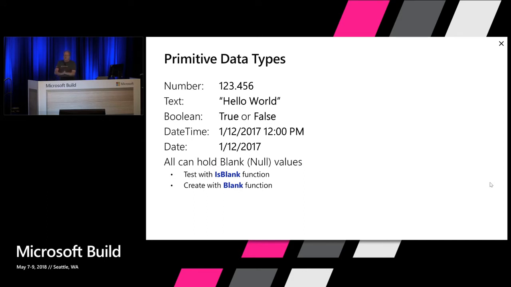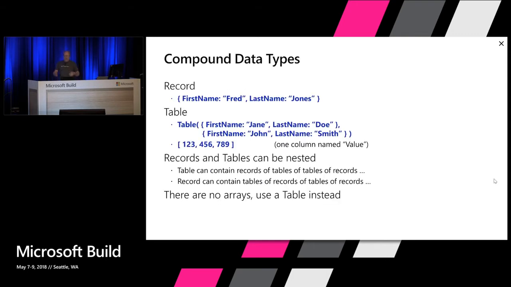Quickly go through this. There's primitive data types like numbers and text, booleans, date times, similar to Excel, but a little richer than Excel has. They're all nullable, so there's an isBlank, and there's a blank function to return a null, which is important for database folks. There's also compound data types.